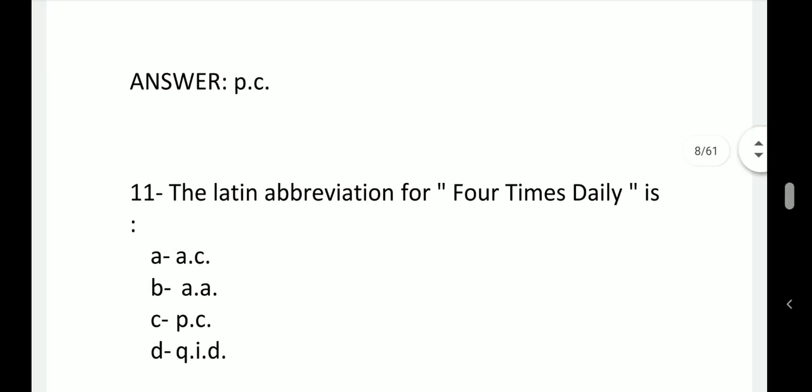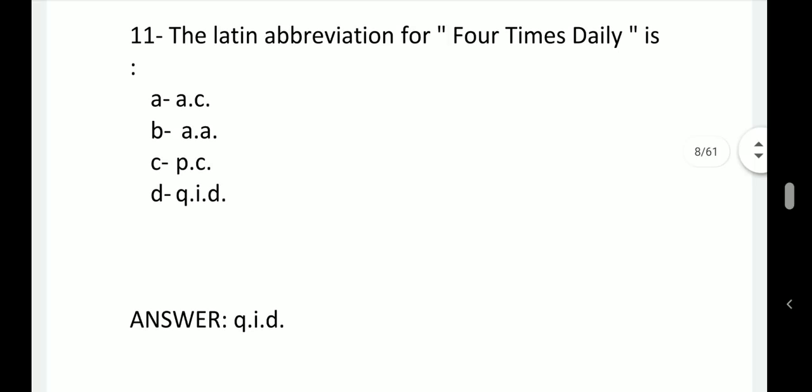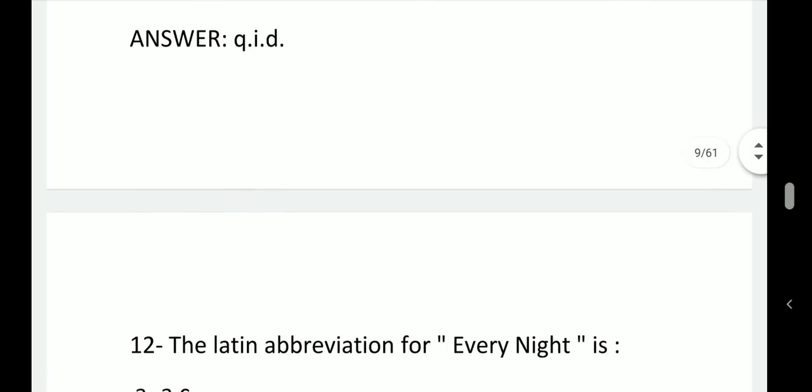Question number 11. The Latin abbreviation for 4 times daily is option A, AC, option B, AA, option C, PC, option D, QID. Answer is option D, QID.